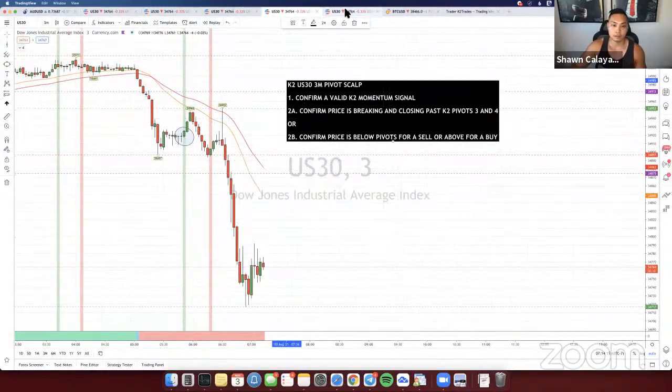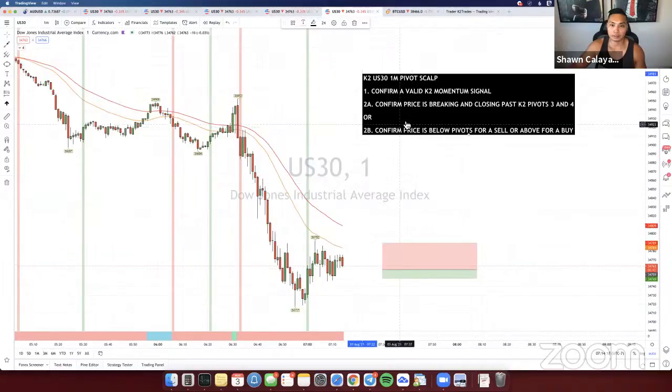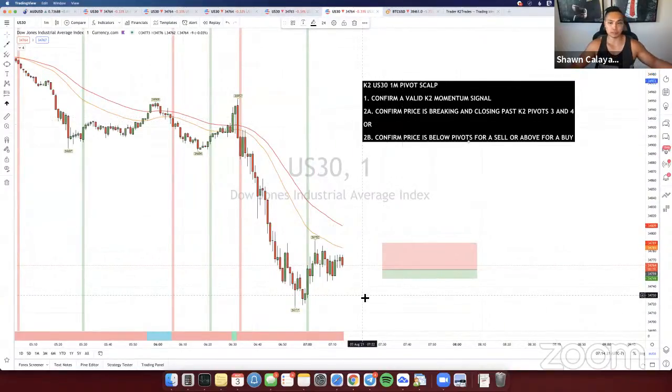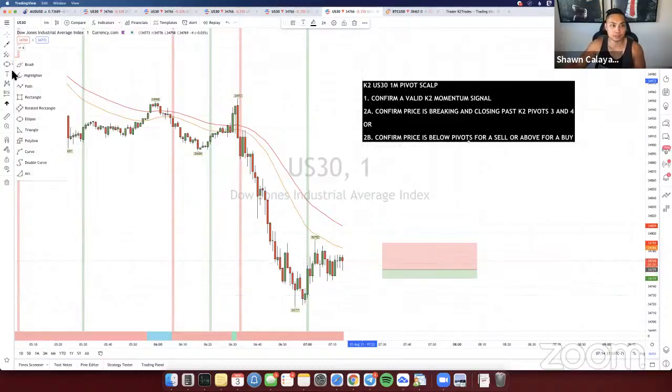So nothing here on the 3 minute, nothing here on the 1 minute yet as well. We're just waiting for that confirmation here. As you can see, price kind of died down a bit, right? Looking at current price on the 1 minute, you can see that price is just ranging now, right?